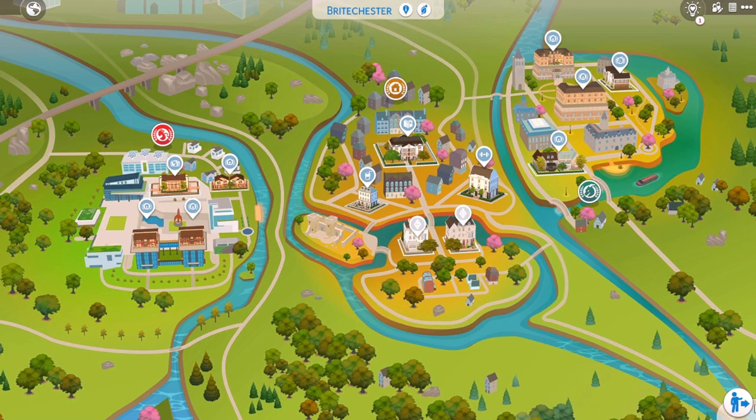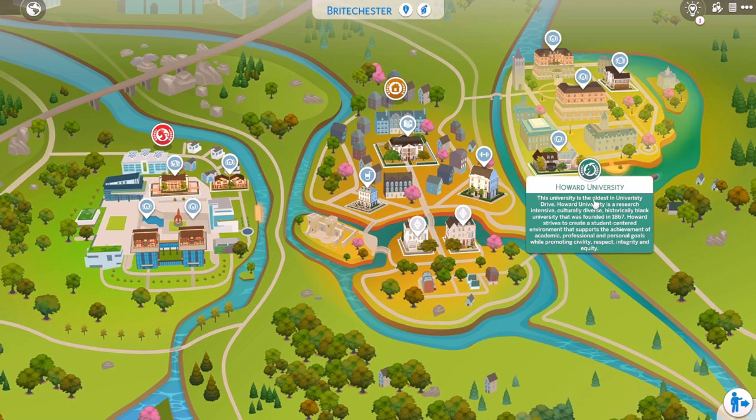The Pepper's Pub has also become a common spot for students from all around to make friends, regardless of their rivalries. And then if we go over here, we will have Howard University, which is replacing Brightchester, and I think that fits perfectly with Brightchester supposedly being a prestigious older university that is highly looked up to. And of course, Howard is a very old and prestigious university that people really hold to a high regard.